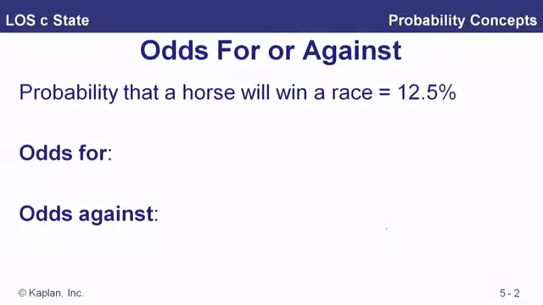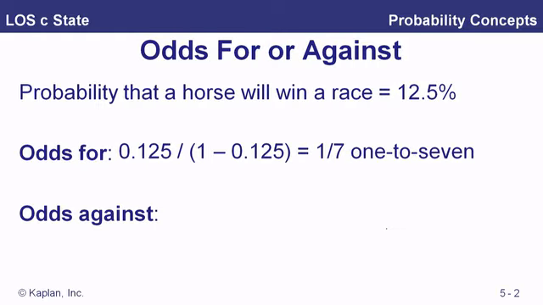And we've got our LOS on odds for or against. I used an example here of a horse race because that's where you run into odds. I don't see it so much in the financial markets. But when you calculate the odds for, okay, we've got a probability of 1 in 8 that a horse is going to win a race. So 0.125, 12.5%.